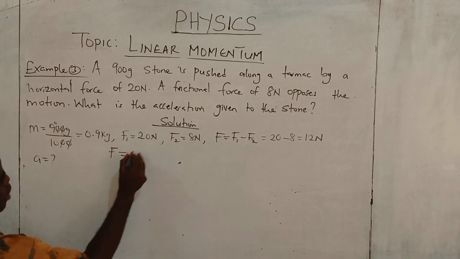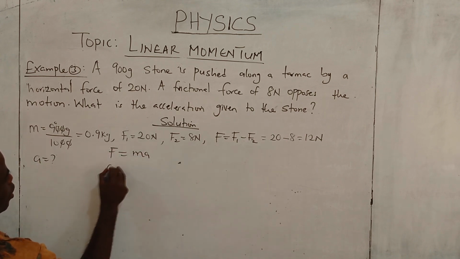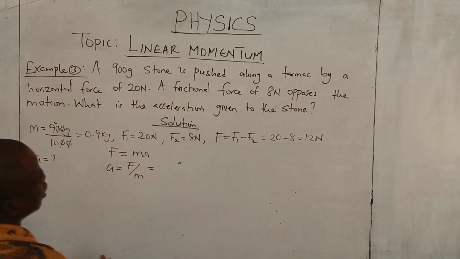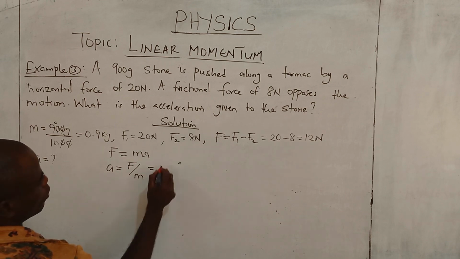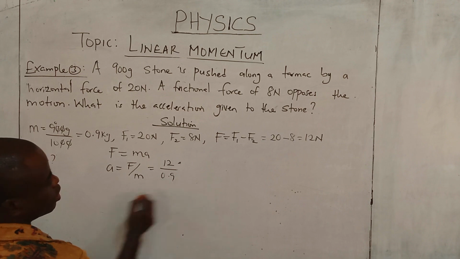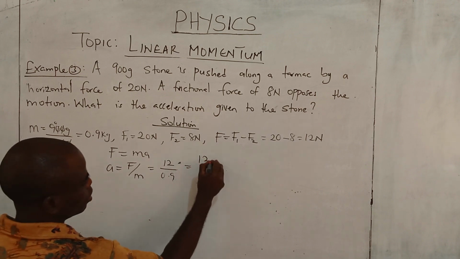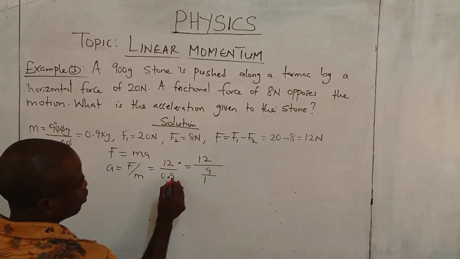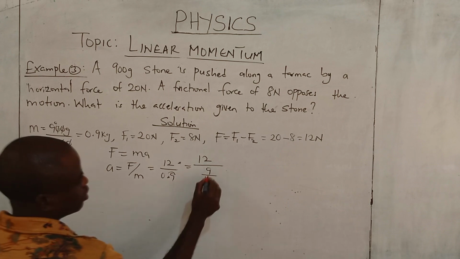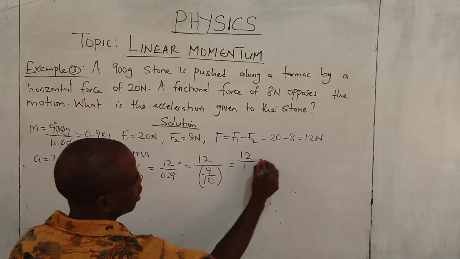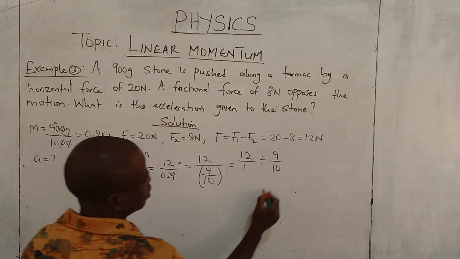Now the formula F equals ma. Your a now equals F over m. Divide both sides by m. What's our force? 12. What's our mass? 0.9. In case you don't have a calculator, you can still solve it. 12 divided by 0.9. Decimal is 1 figure after the decimal point, so 1 add a 0. Don't forget this one, they go together. That's 12 over 1 divided by 9 over 10.